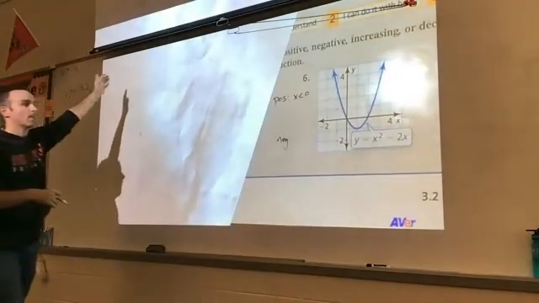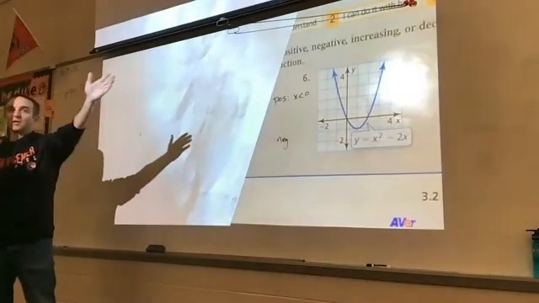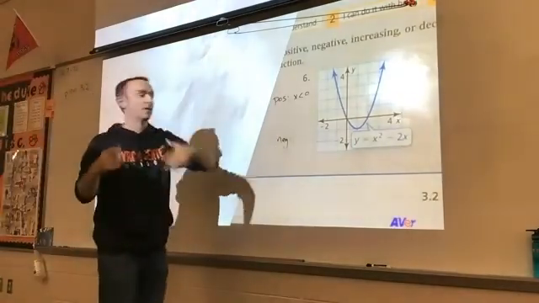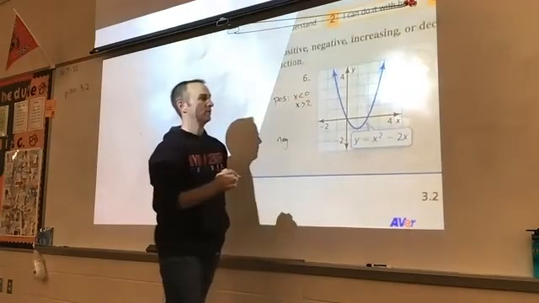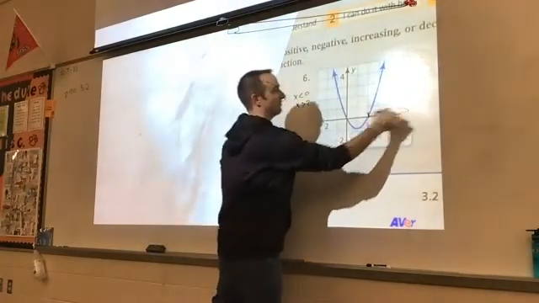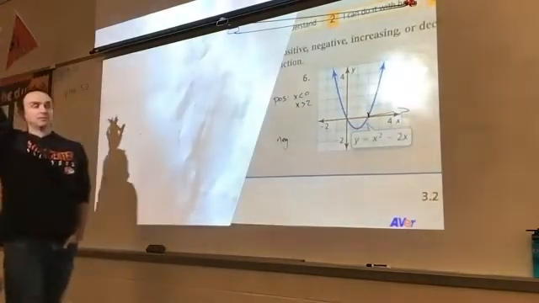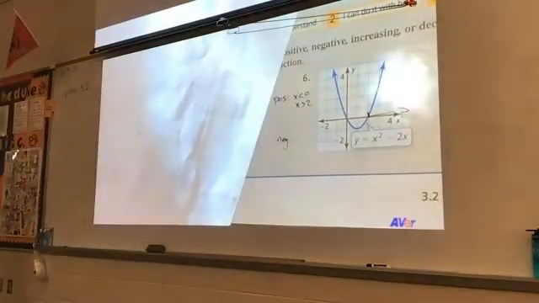Okay. What about the other side here? What would we have for the other positive? X is greater than 2. Because from 2 on to forever, it's going to be positive. So that's where that graph is positive: X is less than 0, and X is greater than 2.